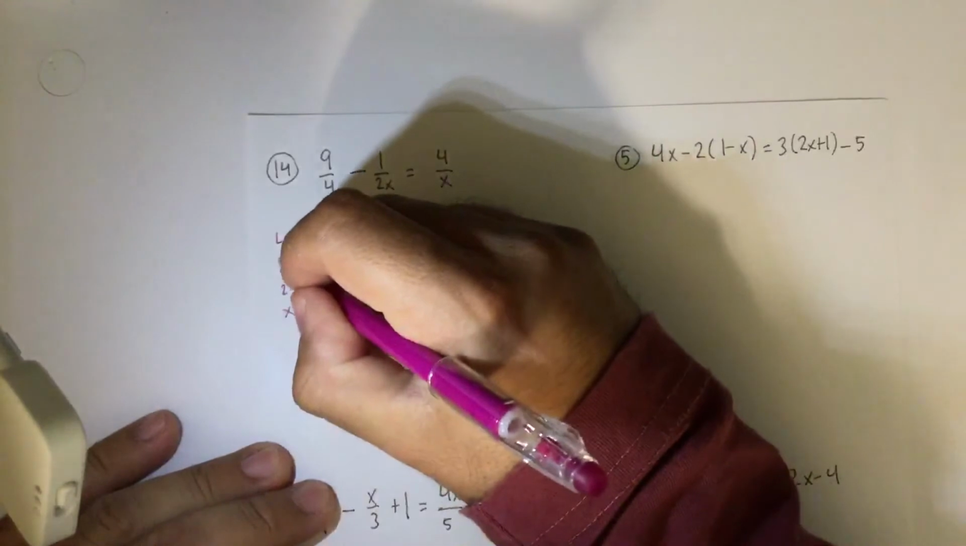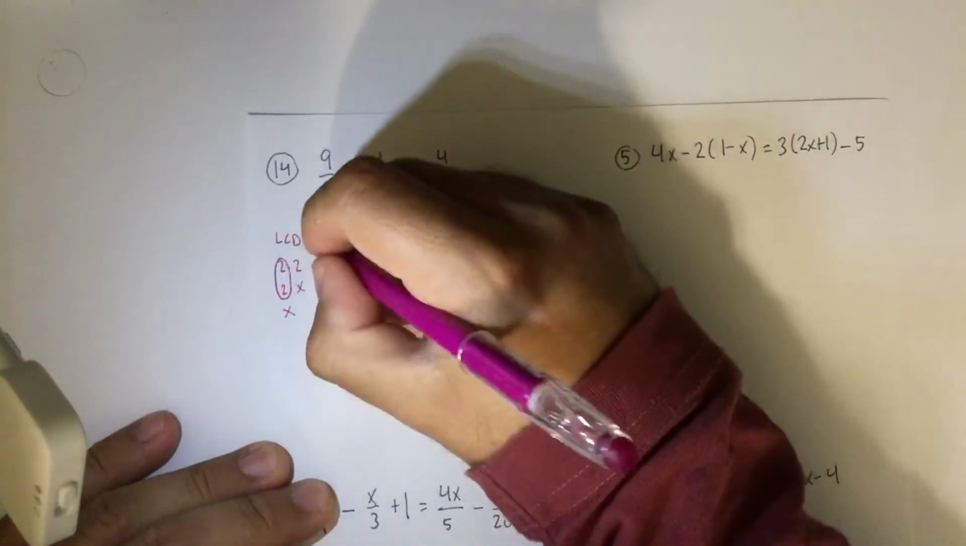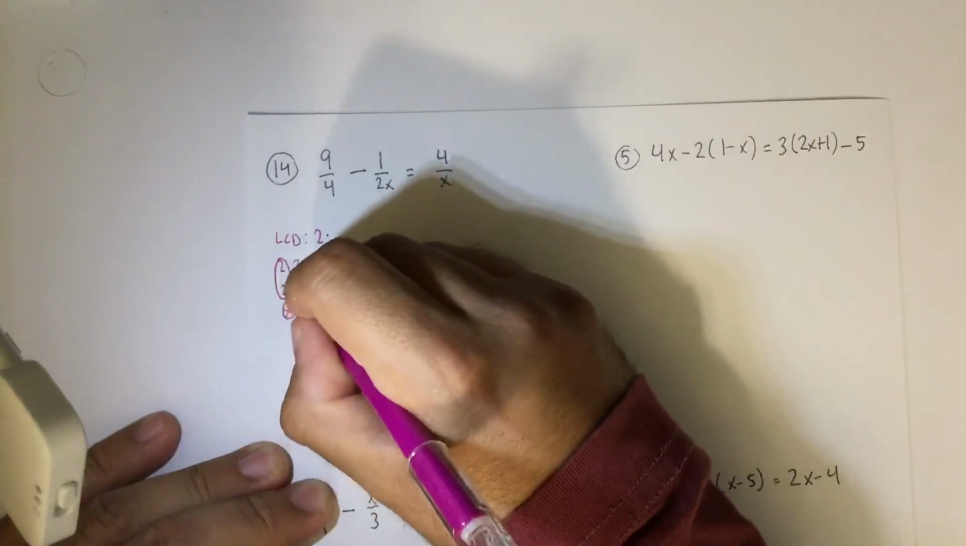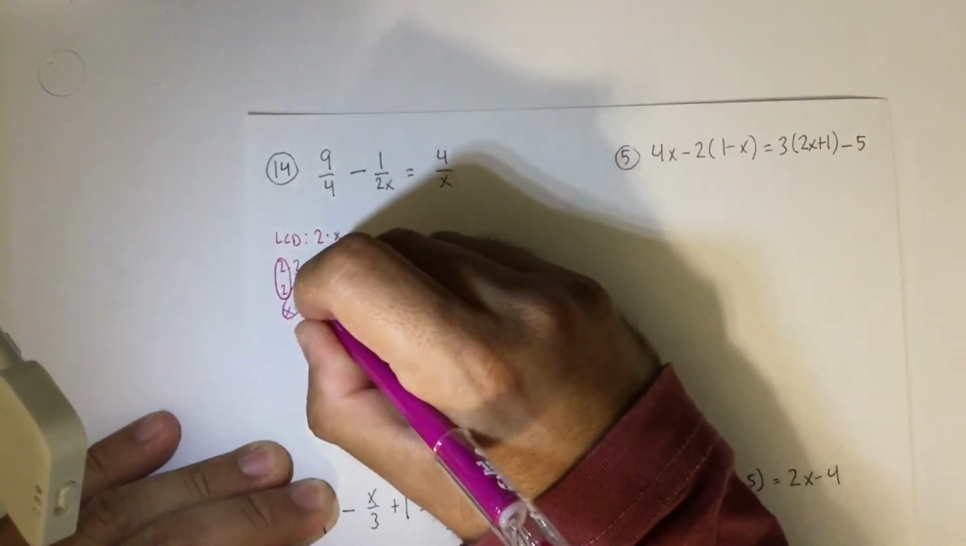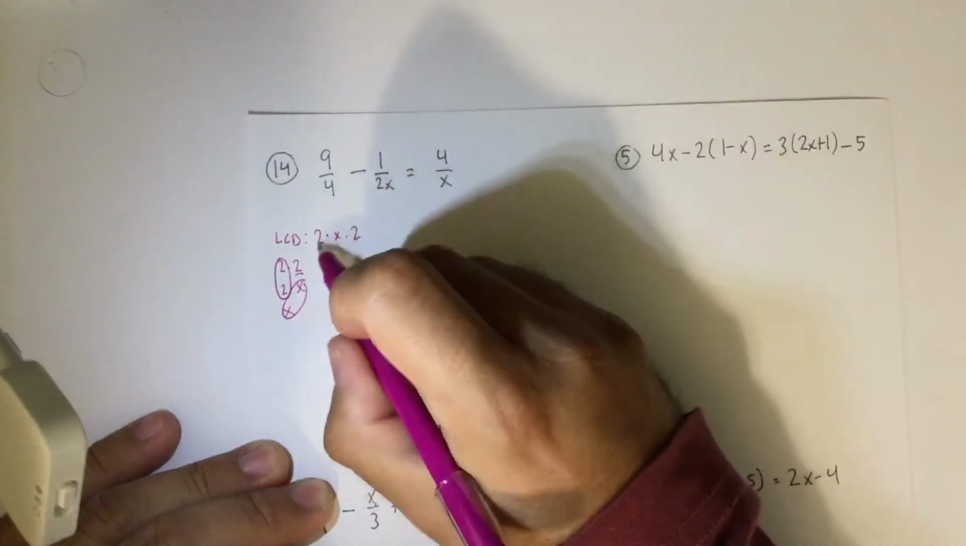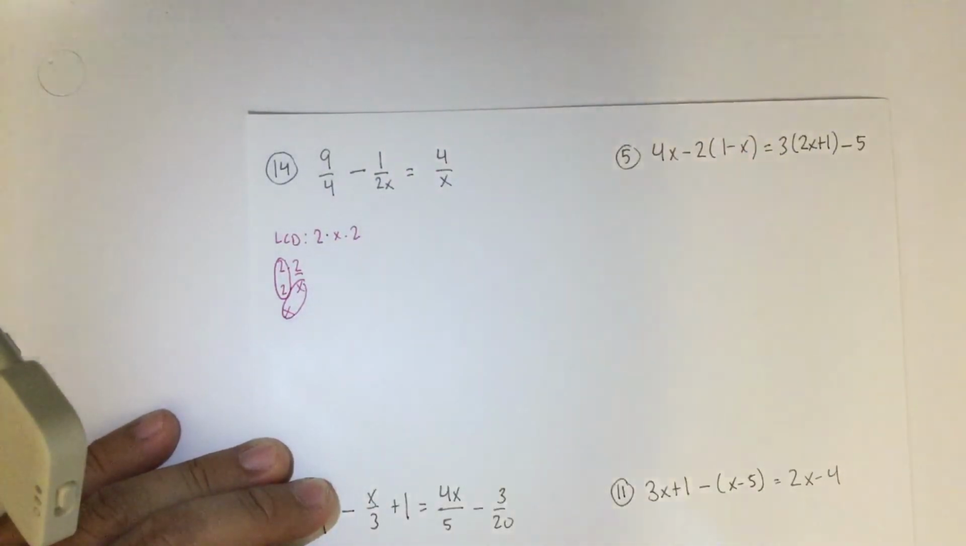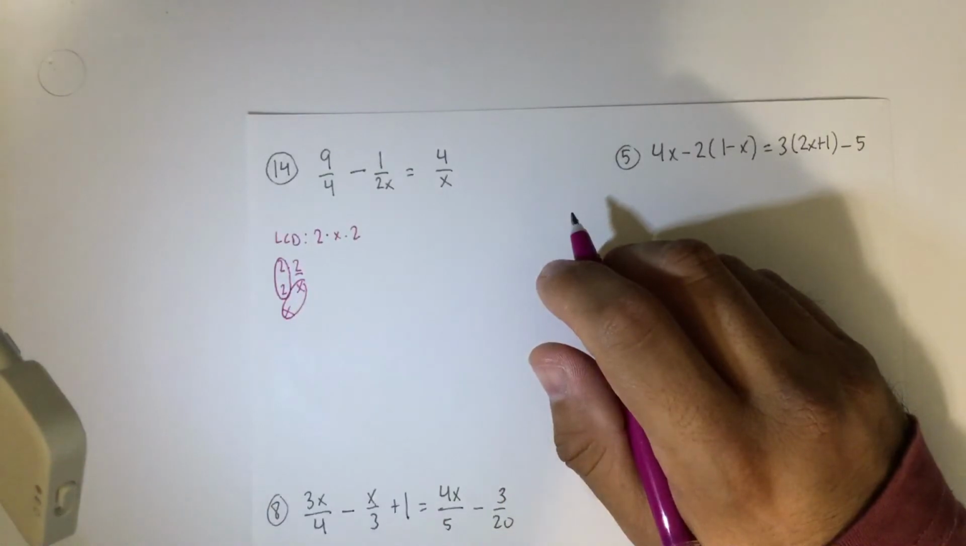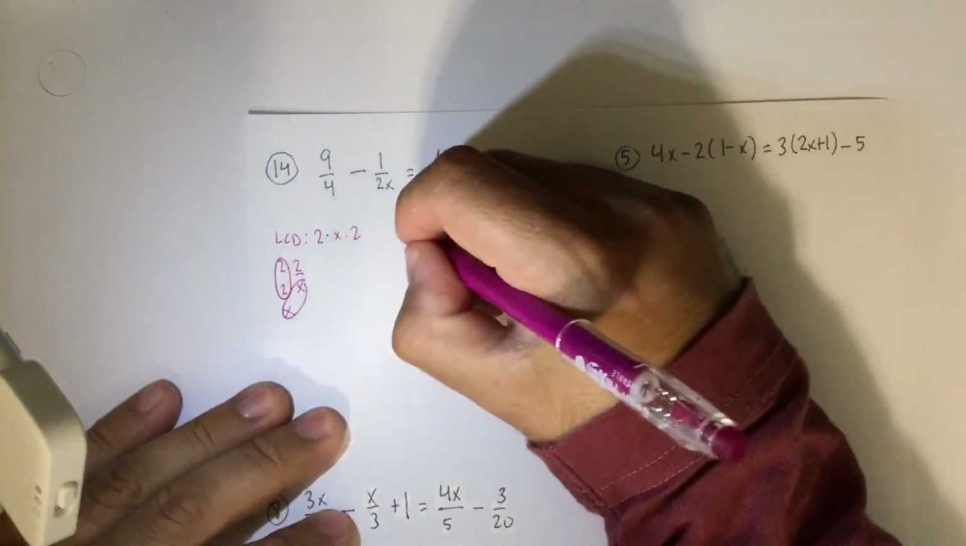So for the first one, I can see I have 2's that are in common there. I have x in common here. And then what's not in common is this 2, so we also have to put what's in common and what's not in common. All right, since we have a variable in the denominator, that's when we have to really do our excluded values.